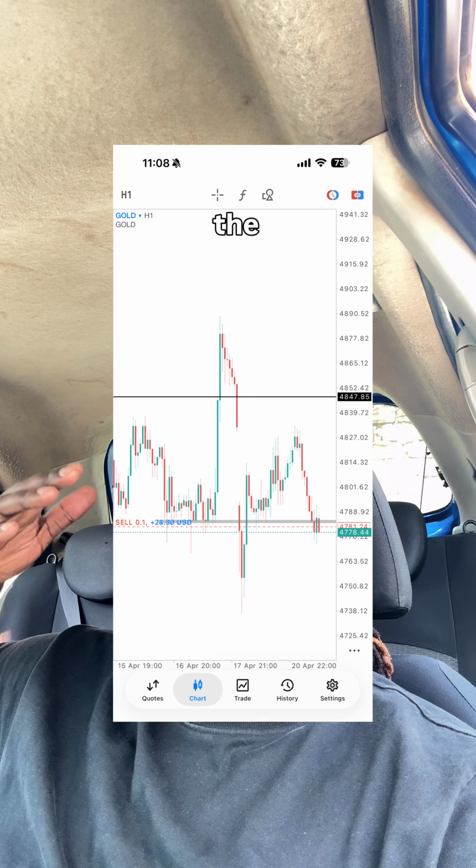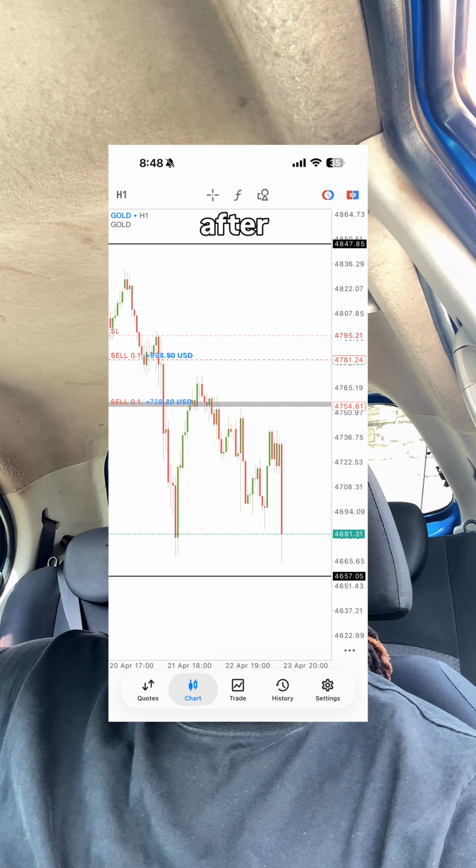So I had a pretty profitable week trading gold this week, and I want to give you guys a breakdown of the trade, why I entered and how I entered. As you can see, this is the before and this is the after of the trade.